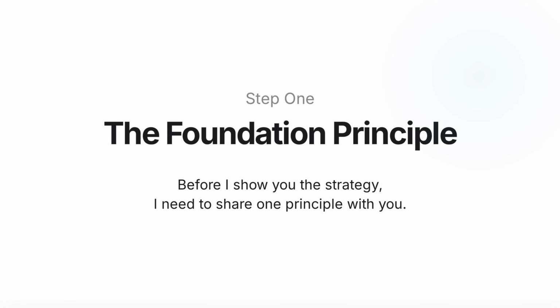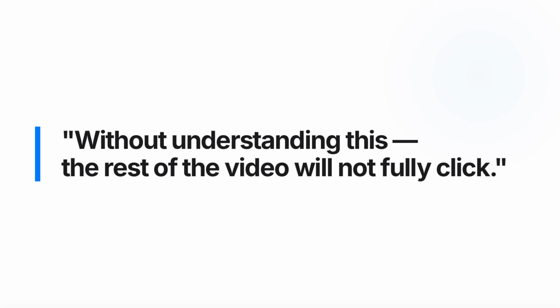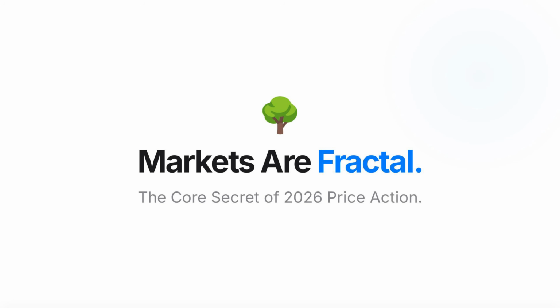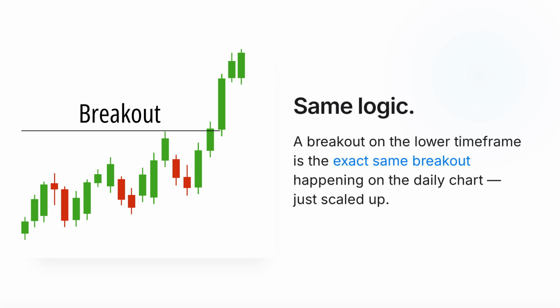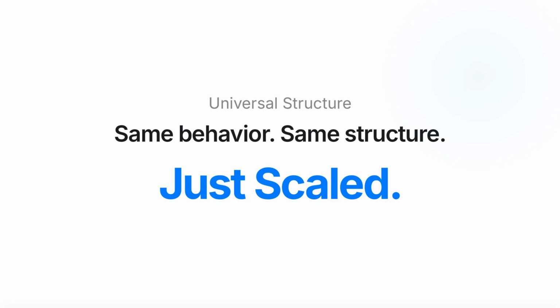Before I show you the strategy, I need to share one principle with you, because without understanding this, the rest of the video will not fully click. Markets are fractal. What does it mean? It means that what happens on 1 minute chart eventually will repeat itself on the higher time frames. A breakout on the low time frame, the exact same breakout happening on the daily chart, just scaled up. The same logic, the same structure, the same behavior, just on a different scale.